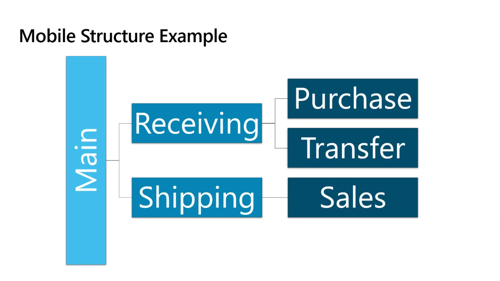If I back up in the menu structure, and you can go forward and backwards in the application, you'll see me do that during the demos. If I instead choose the shipping menu, I may see a sales picking menu item that allows me to pick my sales orders.